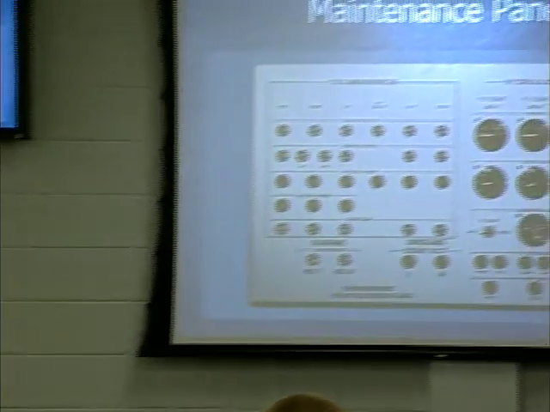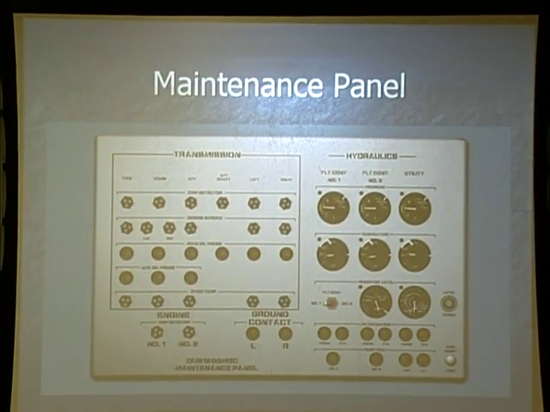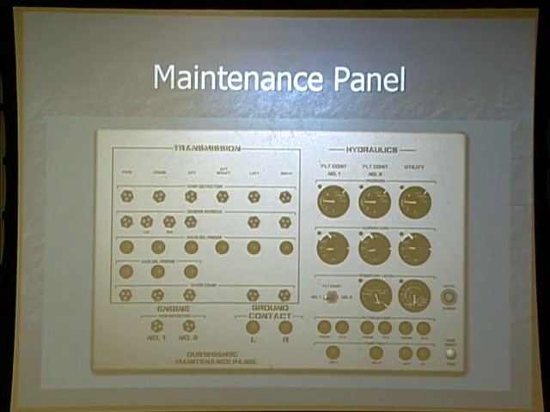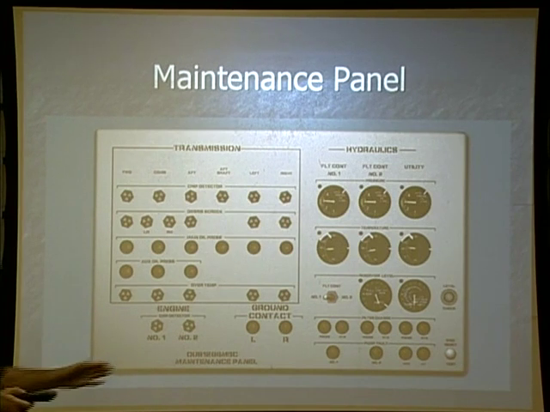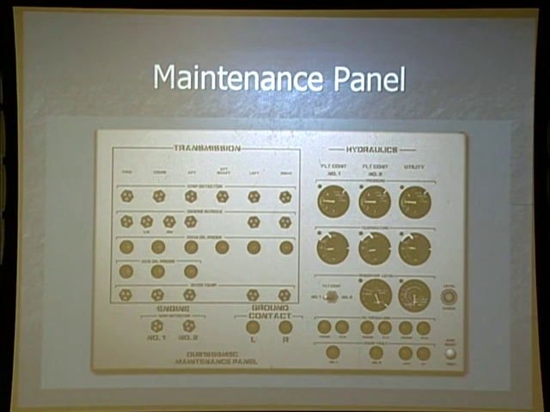Okay, there's your maintenance panel. In looking at your maintenance panel, what is the only thing associated with AFCS on this panel that we talked about? The ground contact lights. So these two ground contact lights, those are the only thing associated with AFCS, and that just helps us identify which system is having a problem. That's all that does. Okay.